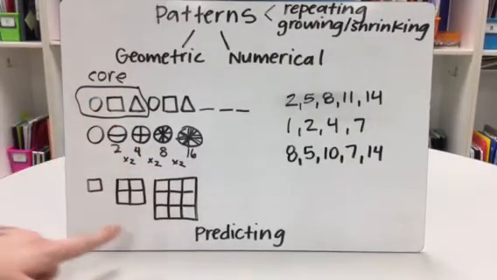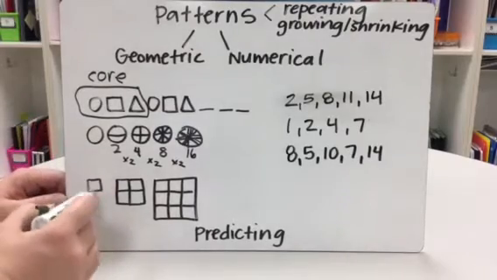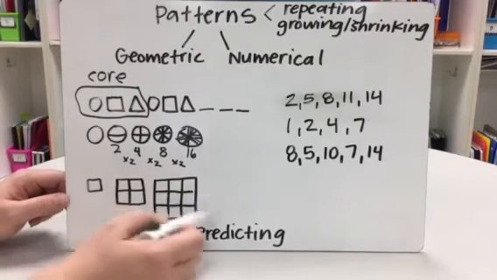Here we have one more growing pattern. Here we have 1 square, and then we have 4, and then we have 9.